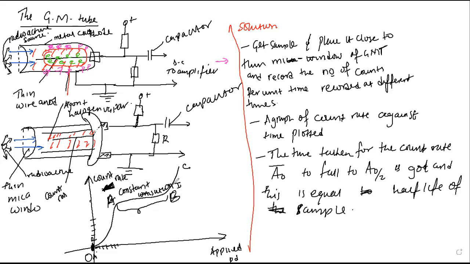This is because the PD is high enough to accelerate all ions produced and the electrons, and at this instant, there is no recombination of ions. Now, this region is what we call the plateau region.